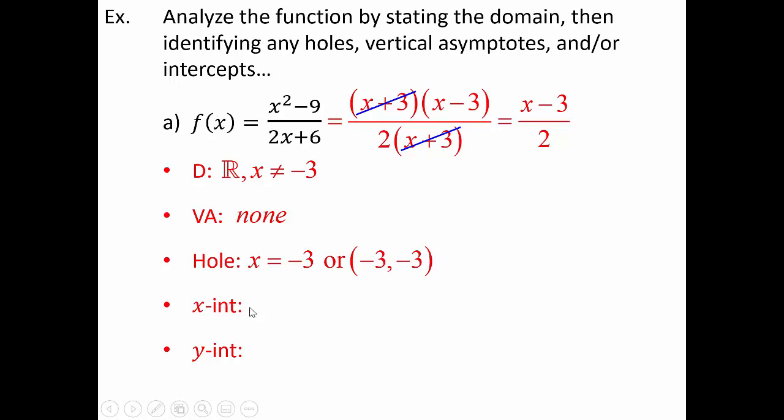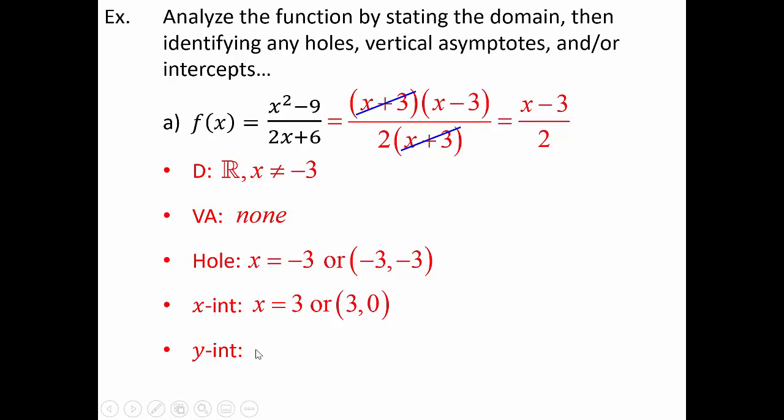X-intercepts can be found using the remaining factors from the top. X minus 3 remained on the top, so x equals 3 is an x-intercept. Keep in mind an x-intercept could also be presented as a coordinate. Those are a little bit easier because intercepts always have 0 as one of their values. For an x-intercept, the y value is 0, and then for the y-intercept, the x value will be 0.